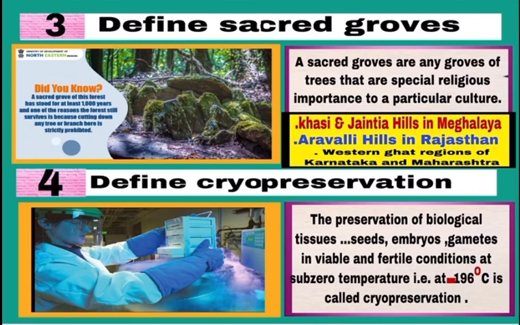Fourth definition, cryopreservation. Cryo means cold. So, it is a technique to preserve biological tissues like seeds, gametes and embryos in viable and fertile condition at sub-zero temperature, that is at minus 196 degree Celsius. Means हम seeds को, gametes को और embryos को minus 196 degree Celsius temperature पर protect कर सकते हैं और उनकी viability and fertility को maintain रख सकते हैं. This technique is called as cryopreservation.